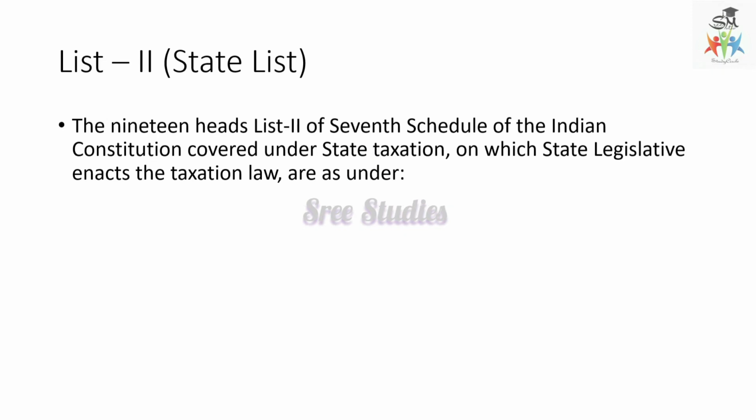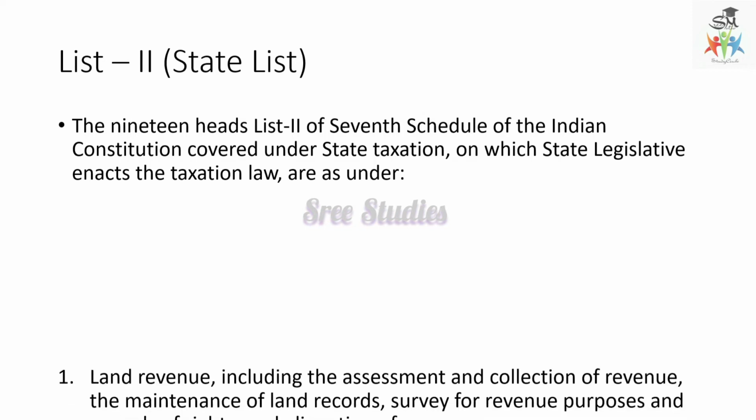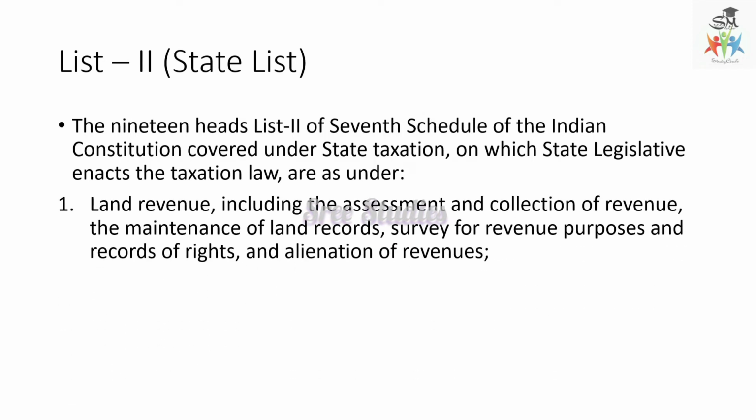And the next one is the state list, given under List 2 of the 7th Schedule, which has been covered under the Indian Constitution, state taxation. Here the state legislature enacts a taxation law. So here particularly the acts related to land revenue, including assessment and collection of revenue, then maintenance of land records, then survey for revenue purposes and records of rights and alienation of revenues. Everything comes under State List 2.